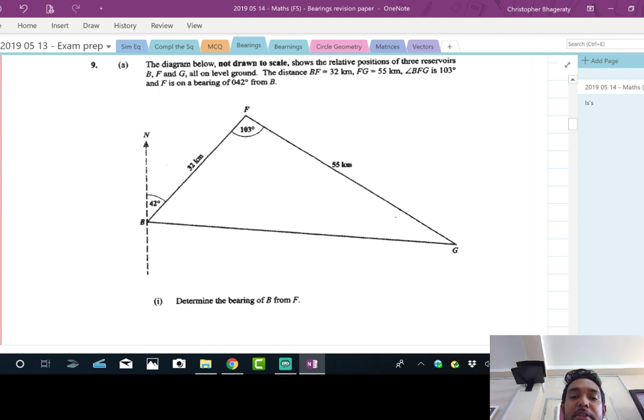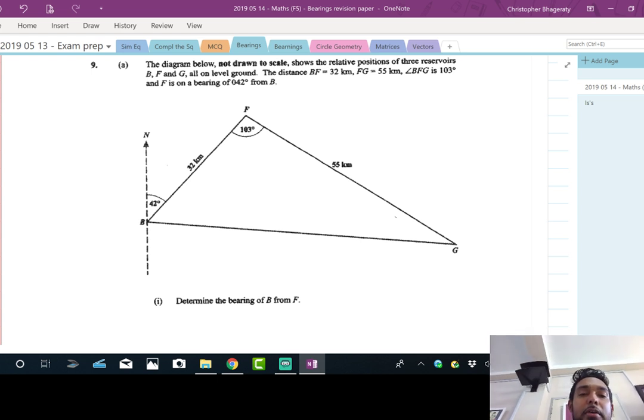Okay, so the first thing they're asking for is the bearing of B from F. So how do we do that? It's very simple. You add 180 to 42, and you get 222. So the shortcut is, once you're trying to reverse a bearing like this, from this point here, just add 180. The other way around is minus 180. Anytime you're trying to find a bearing from west to east, just add 180.